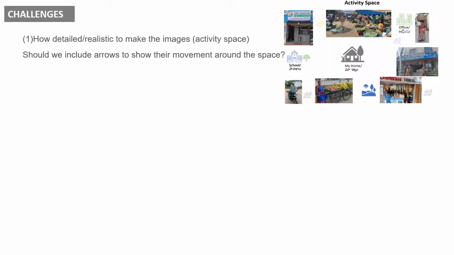How detailed it should be, because activity space was the first question where we faced a lot of problems, because there is no particular term in Telugu to describe what activity space is and what all it includes. We were able to explain it to them, but they were not able to capture it, and they were not able to visualize what the actual activity space is. So we tried to incorporate a few images, and a lot of discussion and debate happened about what should be included, and whether arrows should be made from the household to the shops.